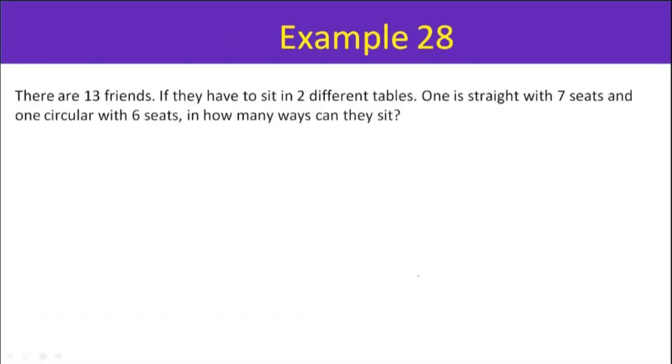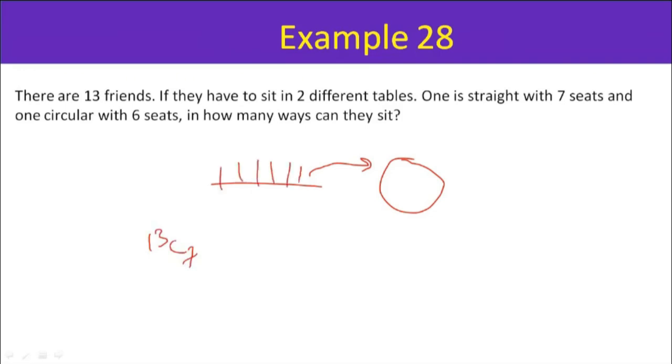Let's solve this question now. Simple question, should not take you more than 10 seconds. See, there's a straight line and then there's a circle, right? For every straight line, there would be some circular arrangement. Now, what you do is you select 7 friends to be seated here: 1, 2, 3, 4, 5, 6, 7, right?